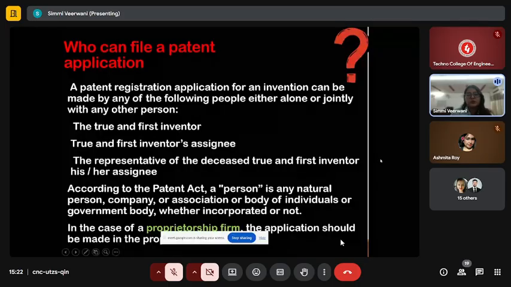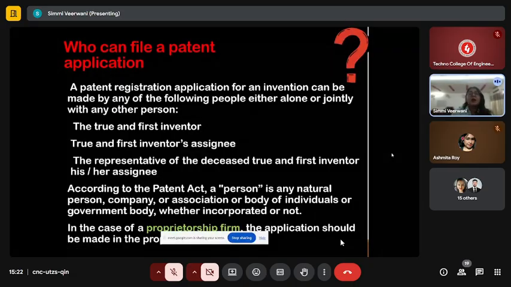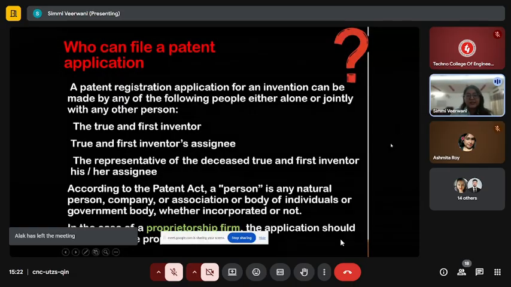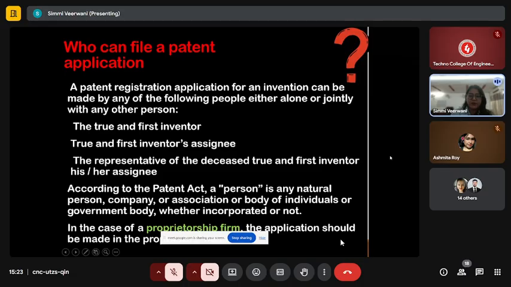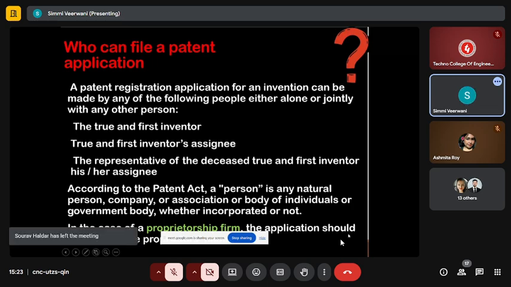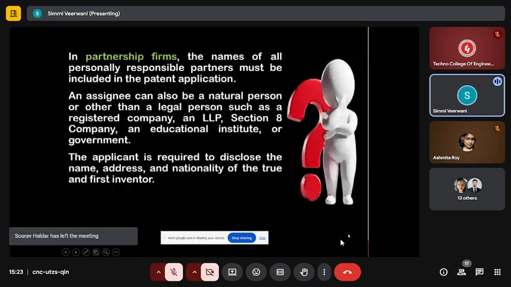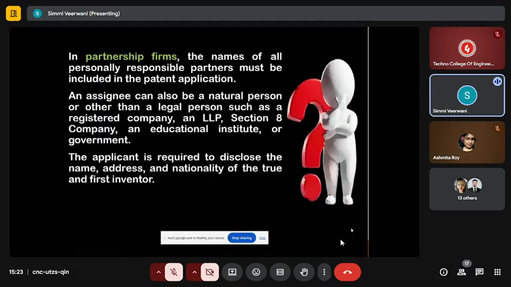Anyone related to the deceased person or the representative can file the patent application. According to the Patent Act, a person is any natural person, company, or association, or the body of individuals or government body, whether incorporated or not. In case of the proprietorship form, the application should be made in the name of all the partners. In partnership form, the names of all the personally responsible partners must be included in the patent application.